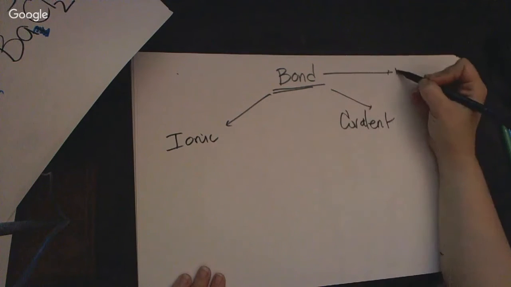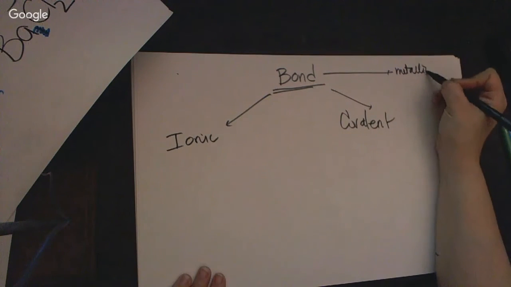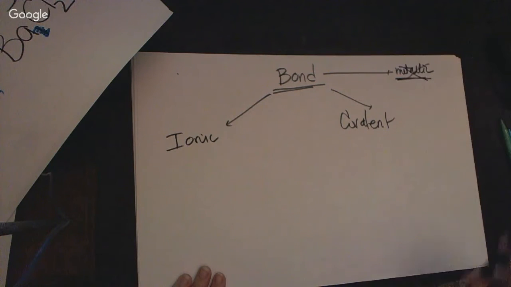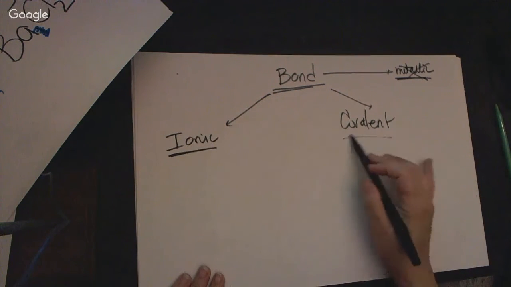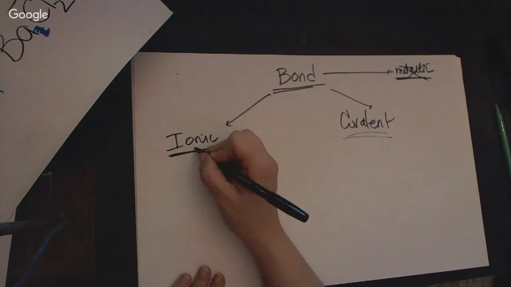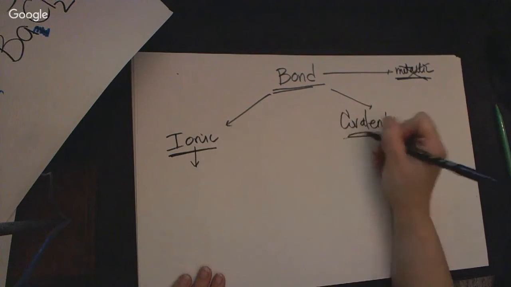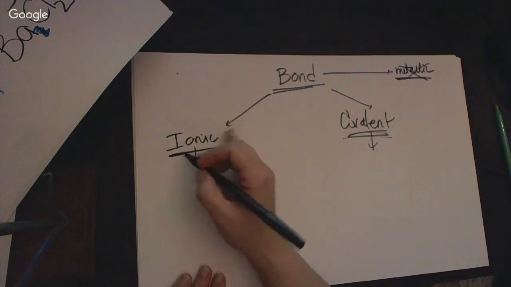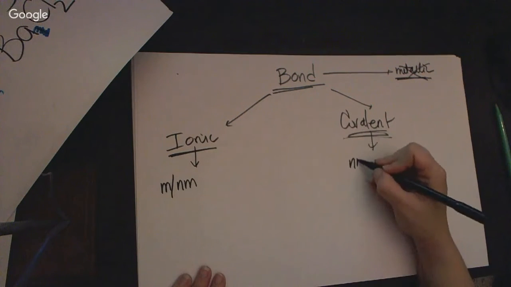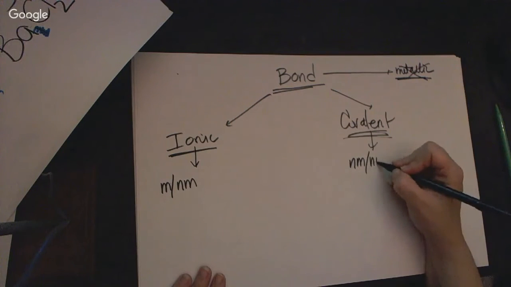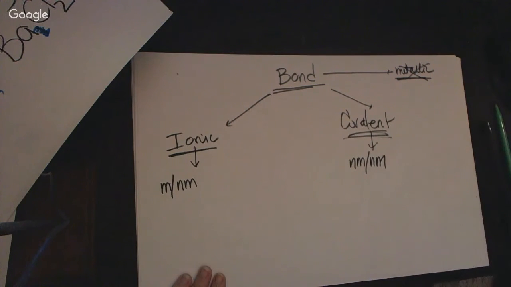And bonds can be metallic, and that's a whole other story for a whole other day. I'm not going there right now. When you name a substance, you name it based on its bonding, because the name will tell you what you have going on here. When you have something ionic, you have metals and nonmetals. Whereas when you have something covalent, you have two nonmetals. Each one of these has its own different naming system, and there's an overlap between the two with certain things, and we'll talk about that in a minute.